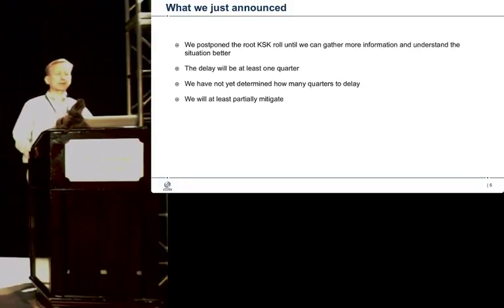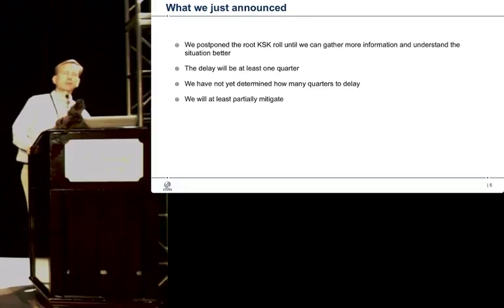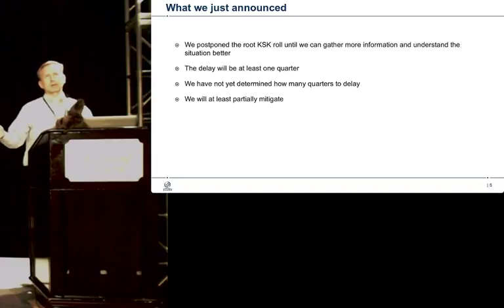So what we just announced is that we postponed the roll until we can gather information and understand the situation better. We didn't necessarily postpone the roll because of the numbers that it was. In other words, it's not so much the absolute value, it's that we don't know what's going on. And I think that if we had a little more time, maybe we wouldn't have postponed it. But if you think of the chronology here, the new key went in July 11th. It wasn't until August 10th that 30 days had elapsed for the 5011 add hold-down timer.